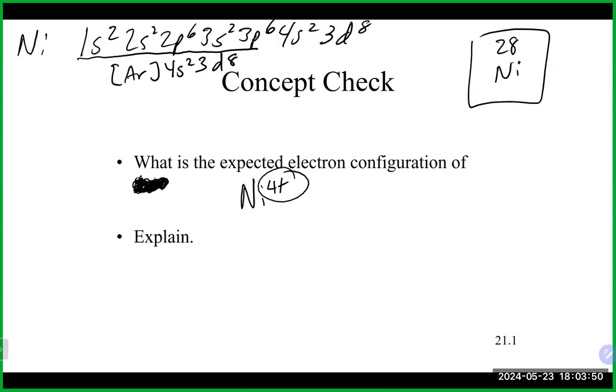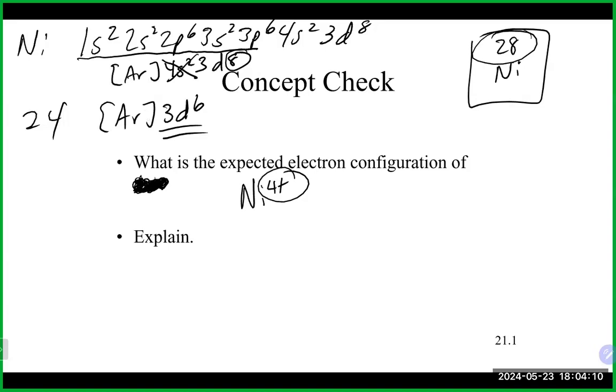Nickel with a +4 charge means that it has lost 4 electrons. That's what the positive charge means. So you're looking at 24 electrons in this case. We definitely are going to take the s electrons first, and we also have to dig in there to take out 2 d electrons, and that's going to leave us with argon 3d6. In this particular case, our nickel would have 6 d electrons to play with. Any questions on that?